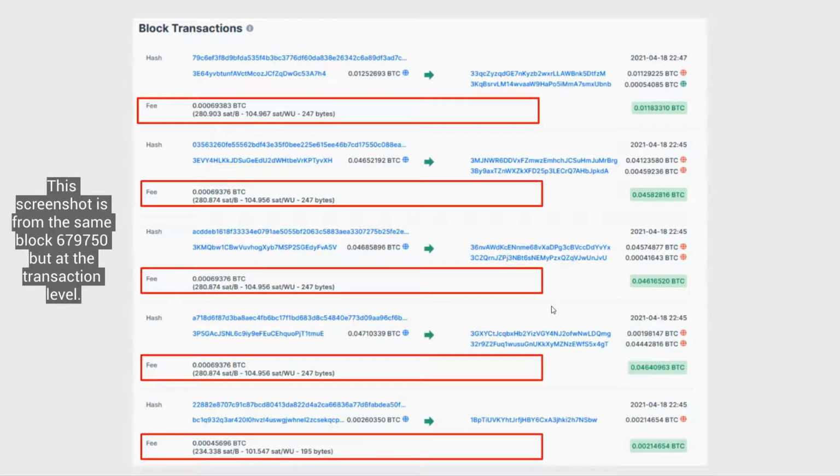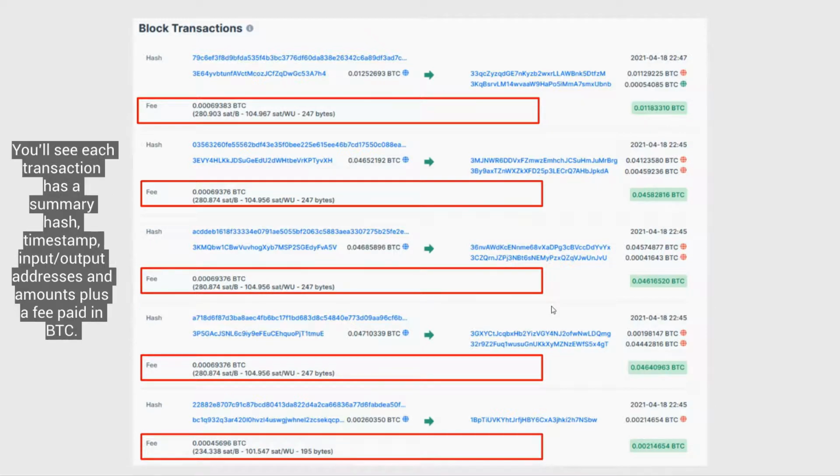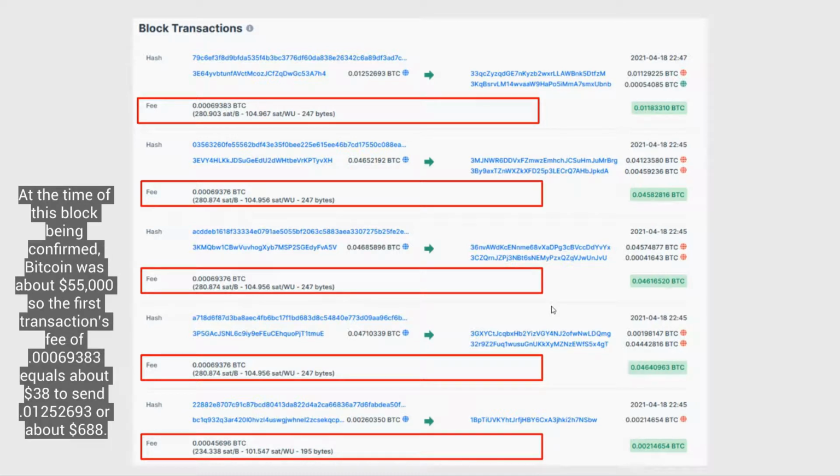This screenshot is from the same block 679,750, but at the transaction level. You'll see each transaction has a summary hash, timestamp, input and output addresses, and amounts, plus a fee paid in Bitcoin. At the time of this block being confirmed, Bitcoin was about $55,000 per coin.